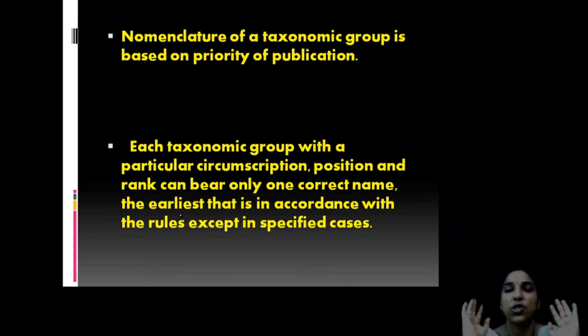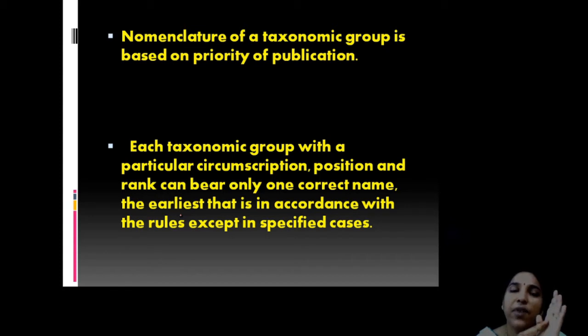See next. Each taxonomic group, that may be a genus or a species or a family, whatever it may be, with a particular circumscription, position and rank, can bear only one correct name. The correct name, that is in accordance with the rules, is accepted. Others are all rejected. So, Mangifera indica is an accepted name.